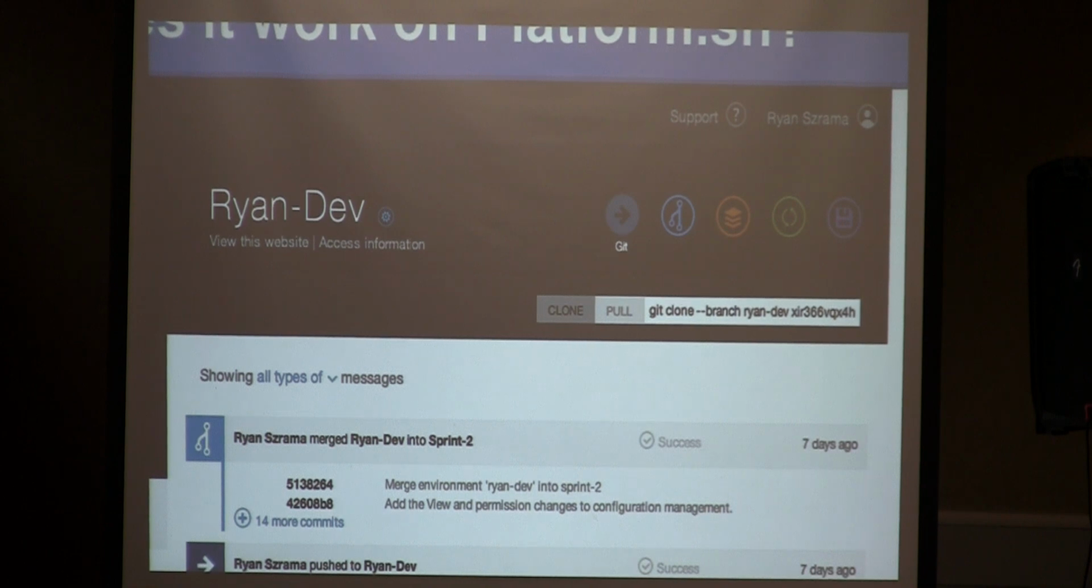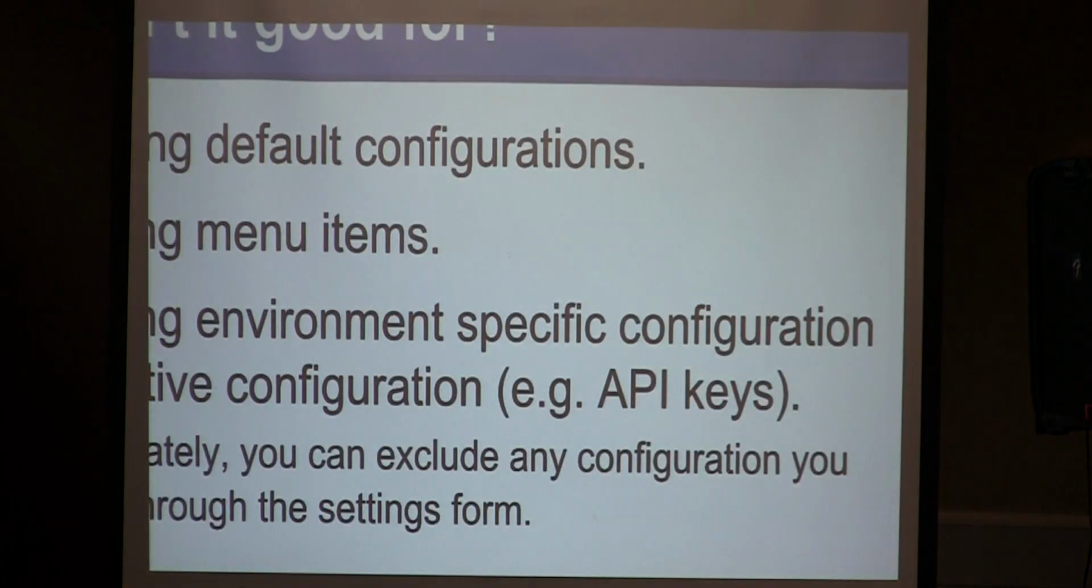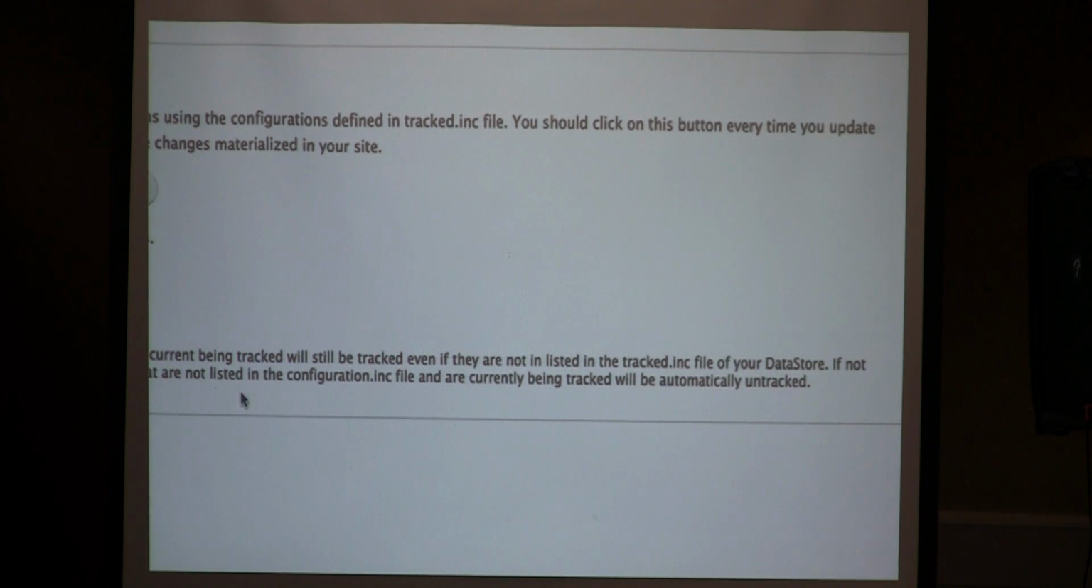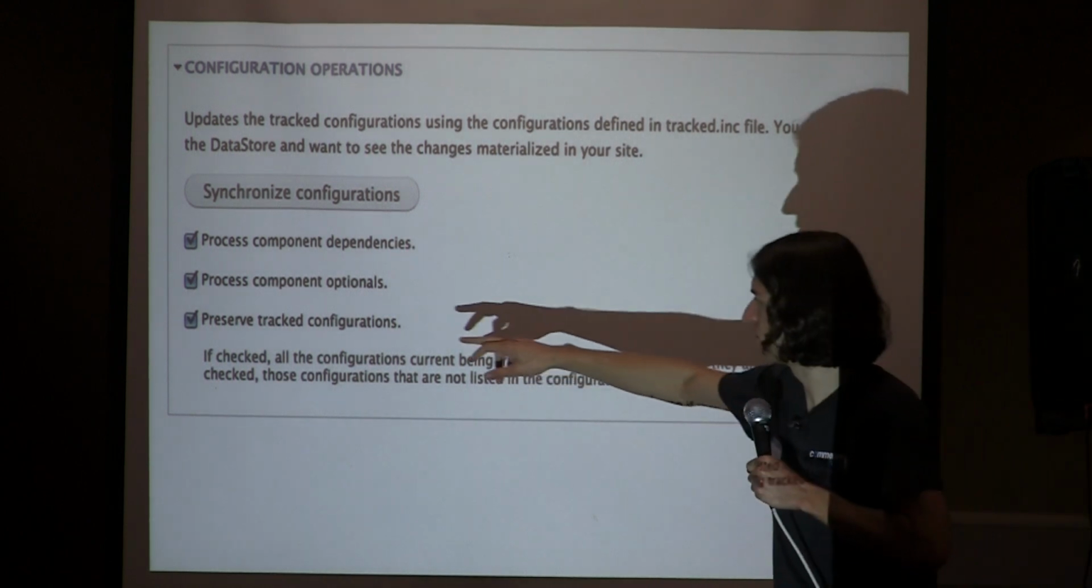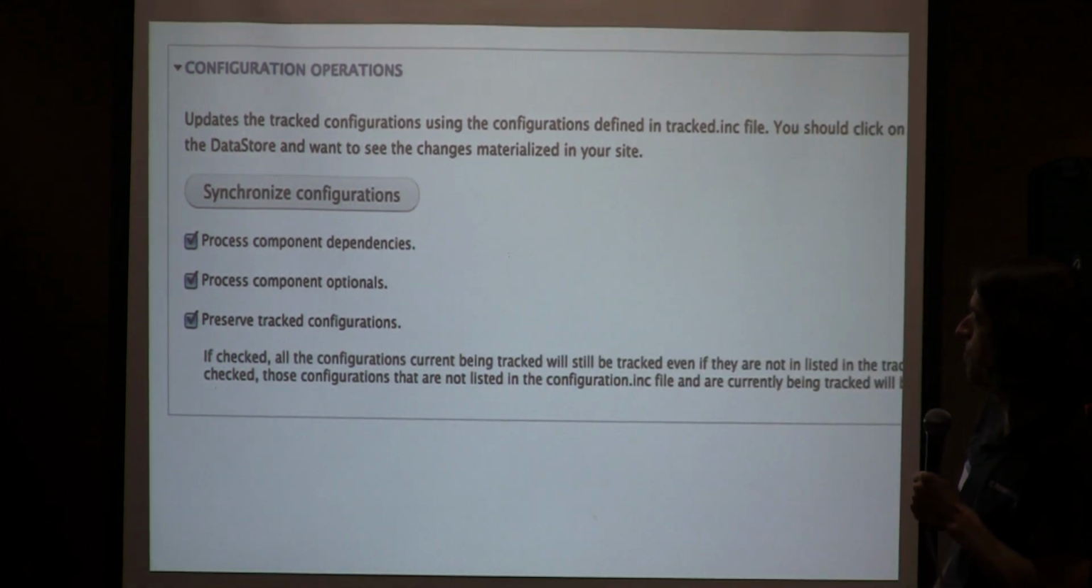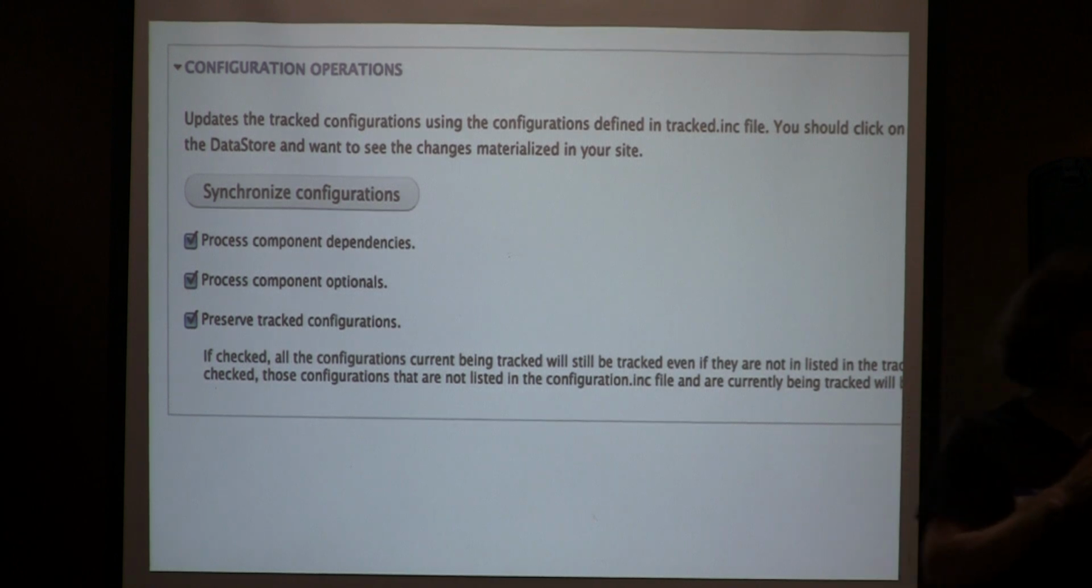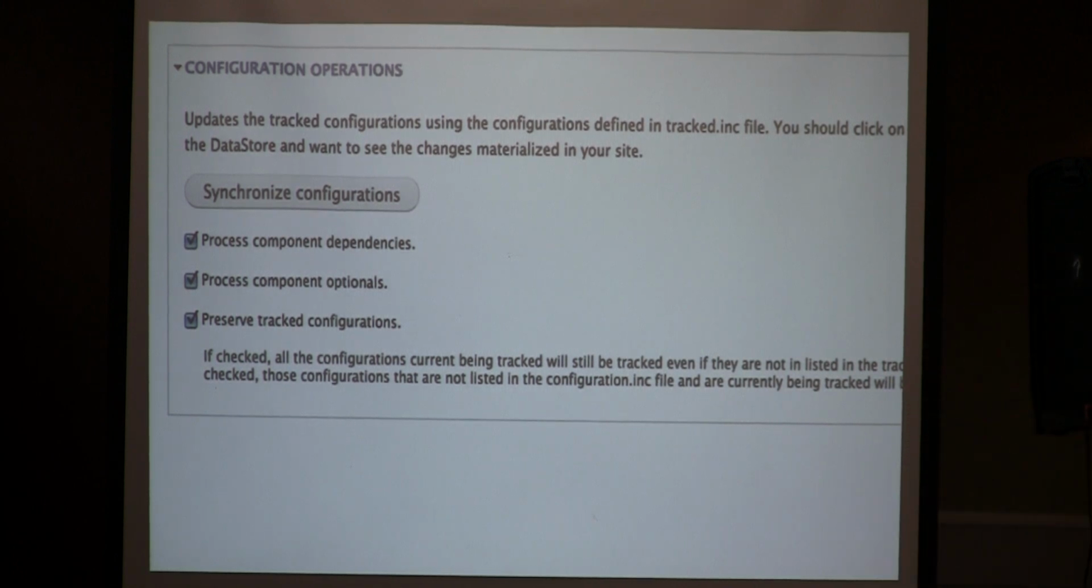But the idea is, whenever you go to synchronize, let me come back to my synchronize tab. All right, so whenever you go to synchronize, if you uncheck preserve tracked configurations, it will no longer retain those fields or permissions or variables or whatever that it was once upon a time tracking. So let's see, what's an example? We had the comment module installed, and the comment module has a whole bunch of comment-related variables that it just has in the comments table.